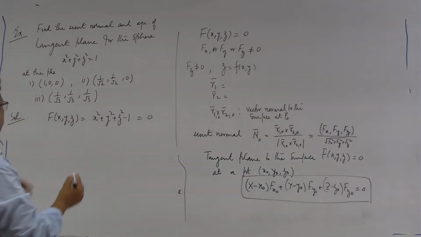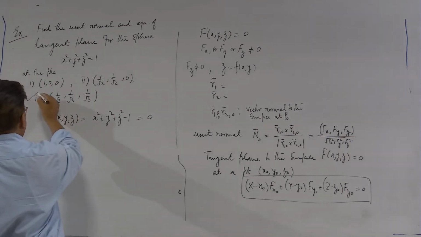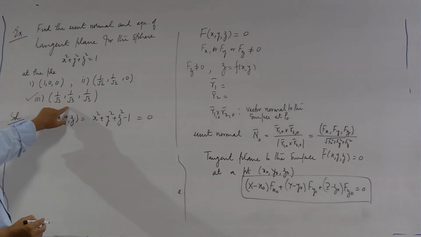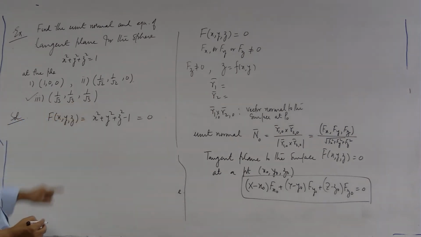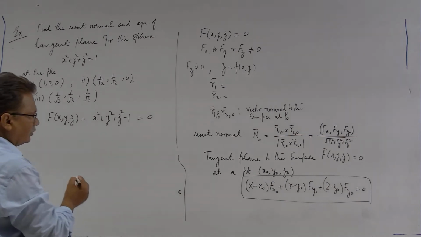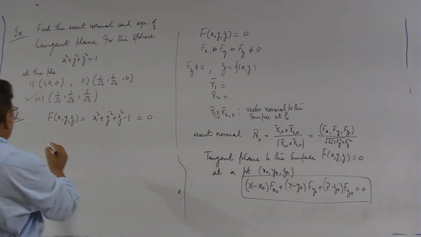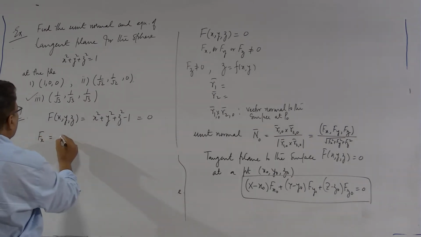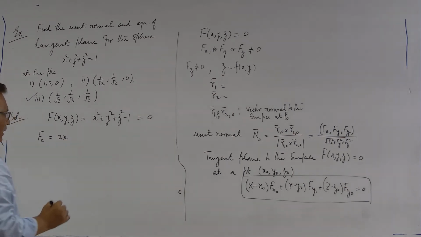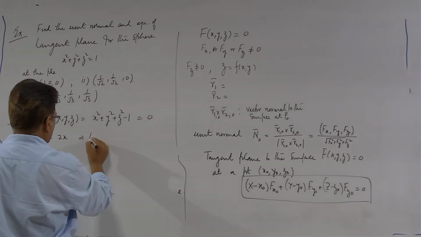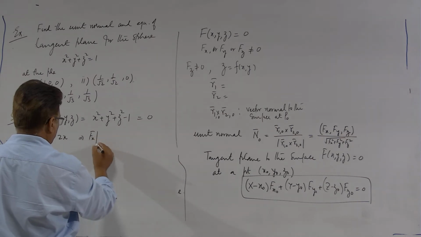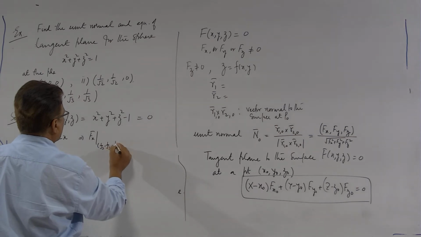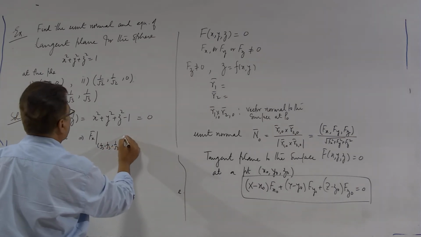So, let me choose this one. Okay, x0 is 1 upon root 3, and y0 and z0 are also 1 upon root 3. So, I have to work out only fx, fy and fz. fx means the partial derivative of f with respect to x, that will be 2x, and this implies fx at the point (1 upon root 3, 1 upon root 3, 1 upon root 3) will be 2 upon root 3.